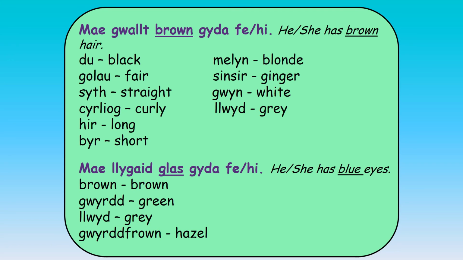You can then describe the celebrity. For example, mae gwallt brown gyda fe, he has brown hair. Mae gwallt melyn gyda hi, she has blonde hair. Mae llygaid glas gyda fe, he has blue eyes. Mae llygaid brown gyda hi, she has brown eyes.